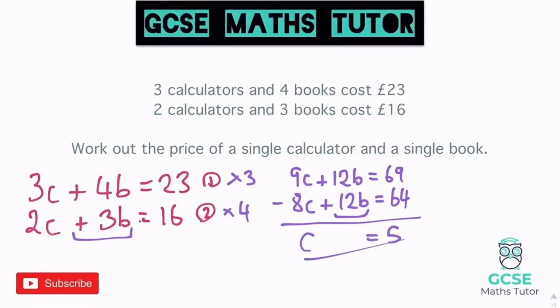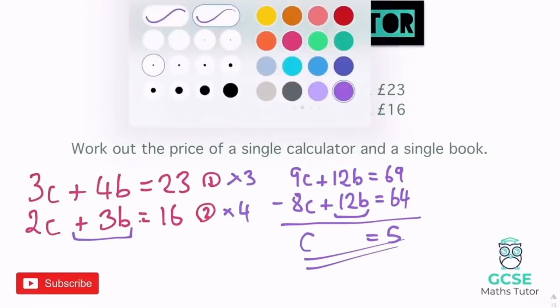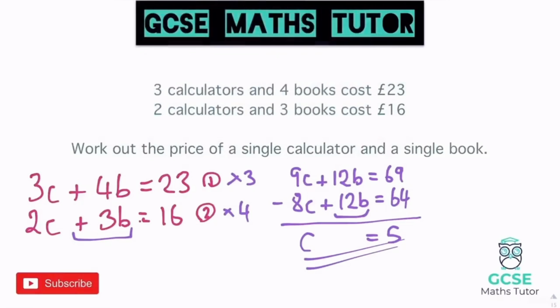So there's our first answer, c equals 5. And then we just need to sub that back into one of these equations. Again, I'm going to pick equation 1, I think. We could do either one here, but I'm going to pick equation 1.